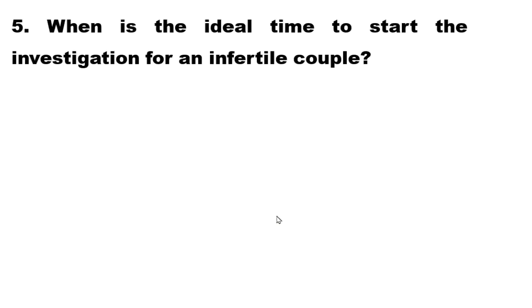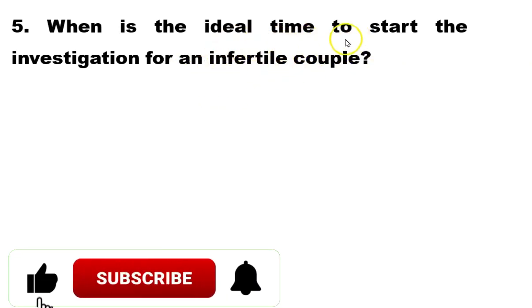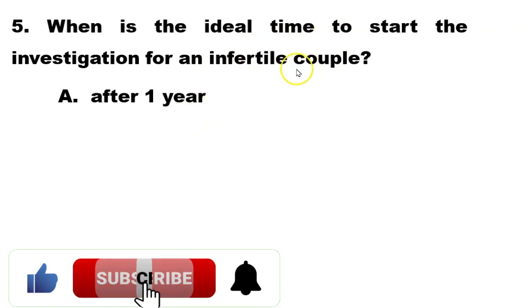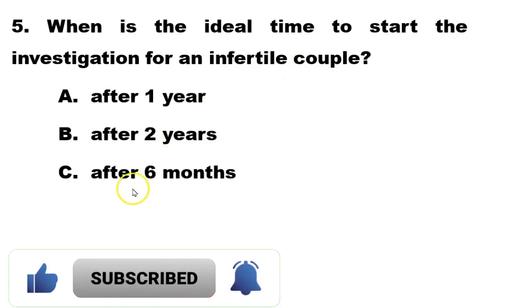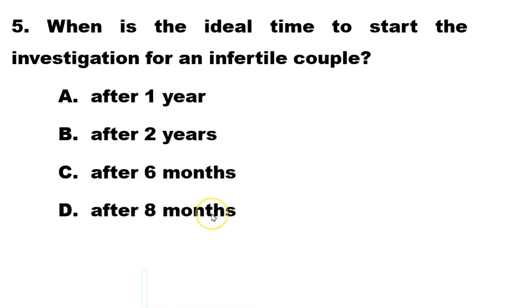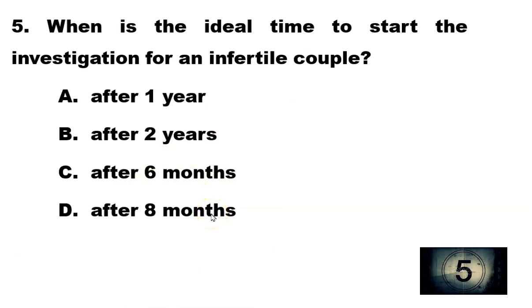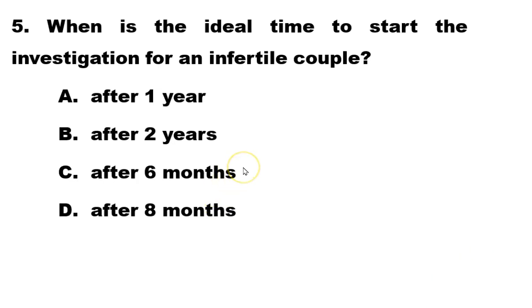The next question. When is the ideal time to start the investigation for an infertile couple? A. After 1 year, B. After 2 years, C. After 6 months, D. After 8 months. The correct answer is A.